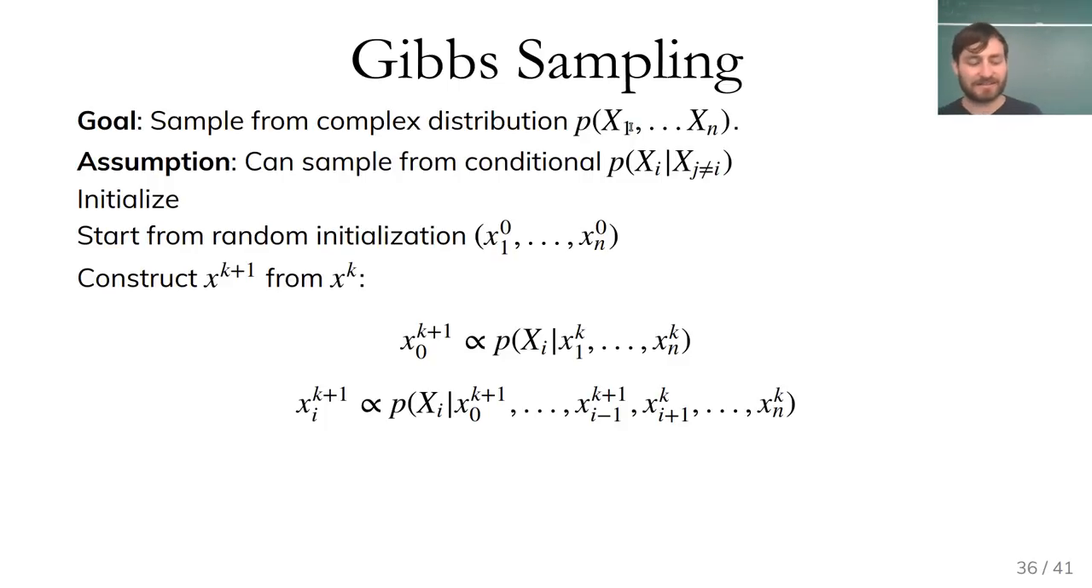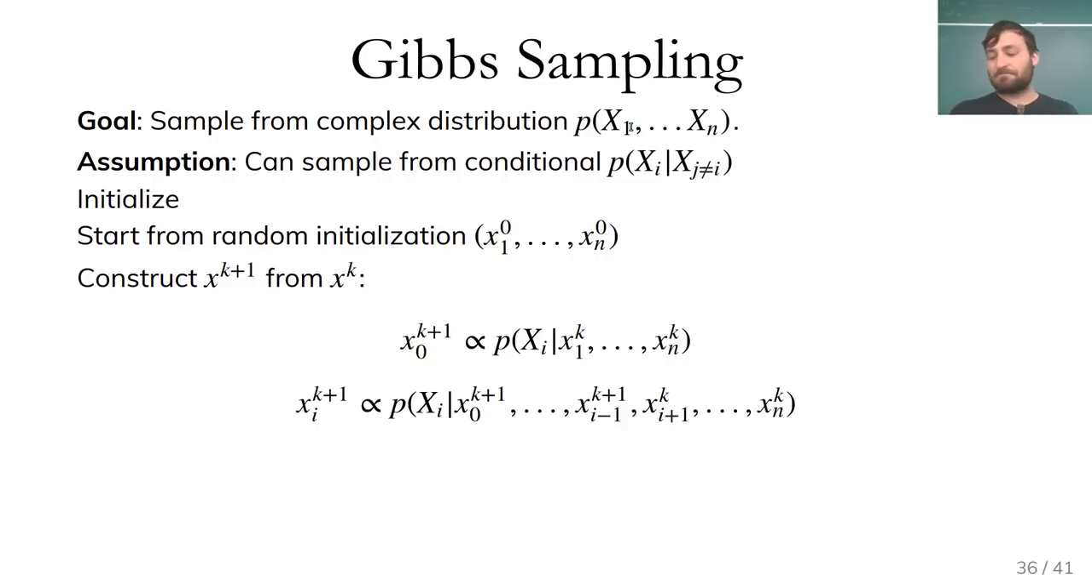Okay, the question is, how do you know how many steps to run? I'm actually not an expert on this at all, but there are some heuristics, but it's kind of hard. People struggle with this in practice. Basically you want to know how many steps you have to run so that it's independent of your initialization and actually gives samples from the distribution.